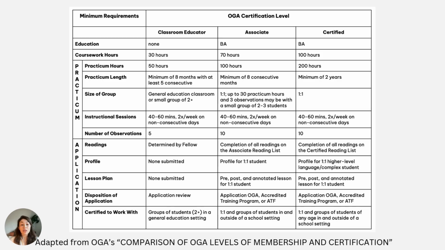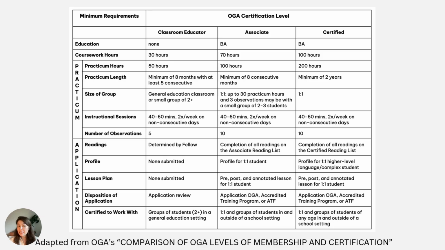Or if you have the ability to work with your students every day, then obviously you're going to see them on consecutive days. That's okay. But the minimum of twice a week, they need to be on non-consecutive days. So you're not seeing your students 2 days in a row and then not seeing them for 5 days, for example. There are 5 observations that your trainer would spread over the course of your practicum.